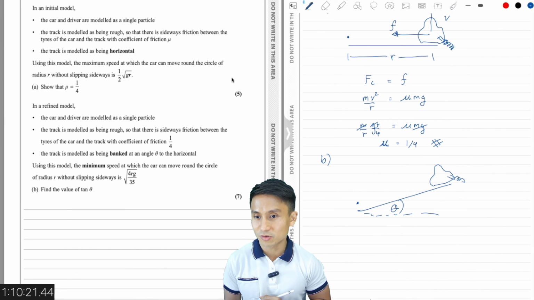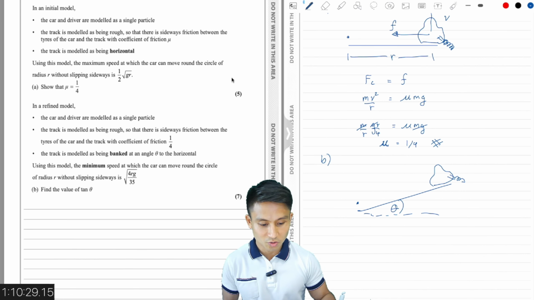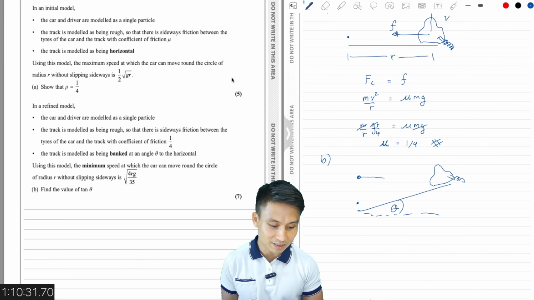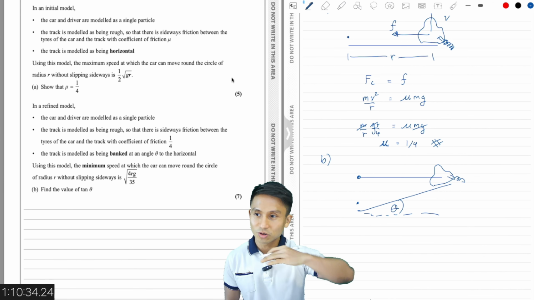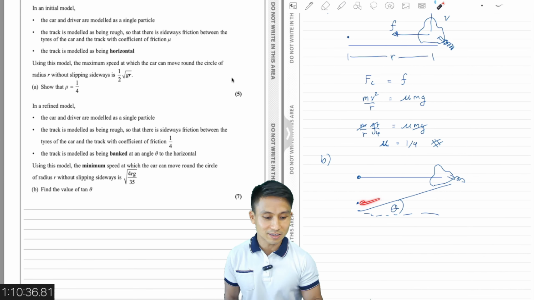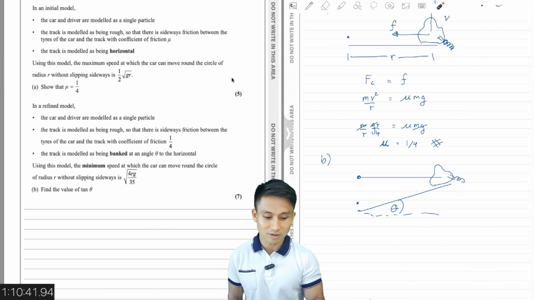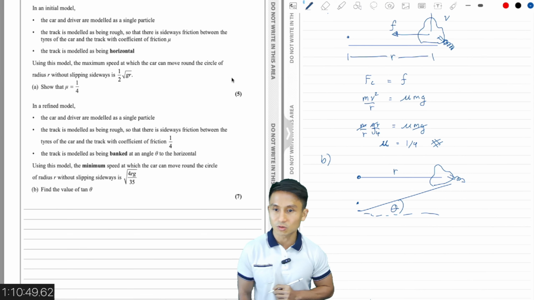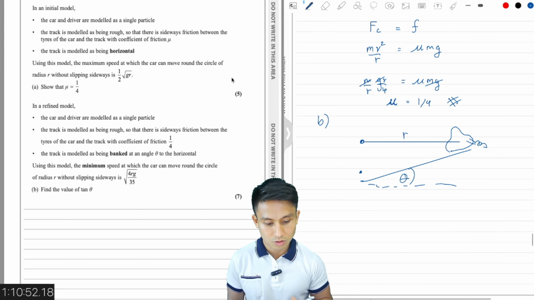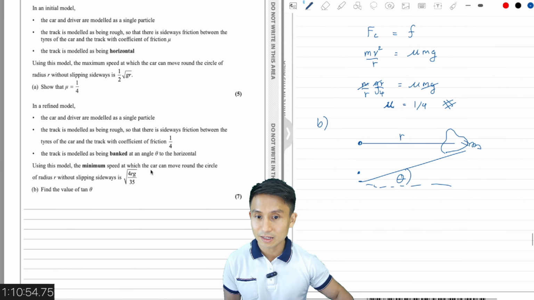Using this model, the minimum speed at which the car can move around the circle of radius r without slipping. So the radius is now this, because you are banked. The radius won't be this distance now, it's this, because you're going like this. So if you look from the back, this will be the horizontal circle, not this. So that would be the r. So we have theta there. Okay, so find the value of tan theta.